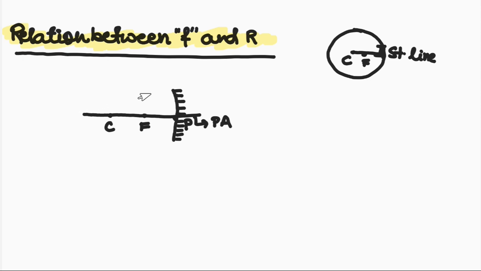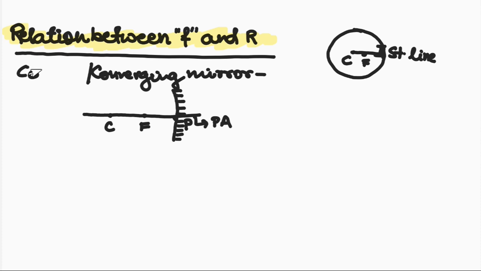Now let us consider, students, we have a converging mirror. A converging mirror is also known as a concave mirror, we can also write it as concave mirror.